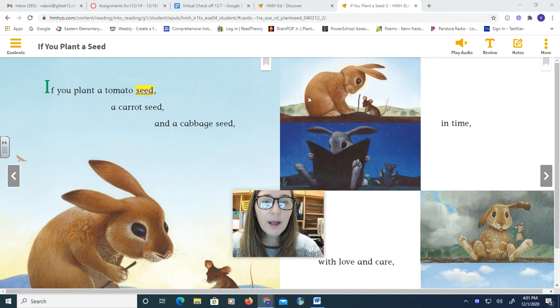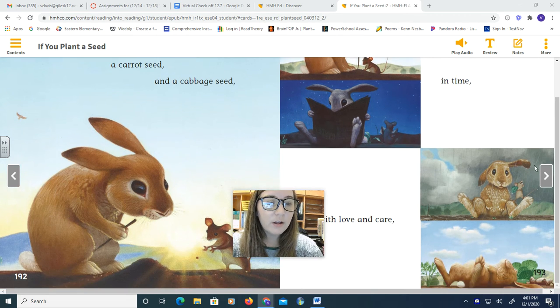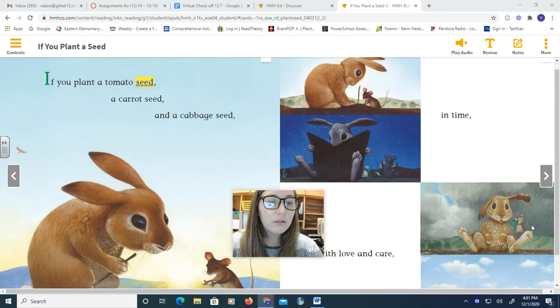Now, we know that it's going to take some time for those plants to grow. And we can see that right here because our pictures show that the little animals are waiting in the daylight and the nighttime. So it's taking days and nights for these plants to grow. We're watching the weather change from rainy to sunny. And it looks like they're making sure their plants are well taken care of because it says with love and care.